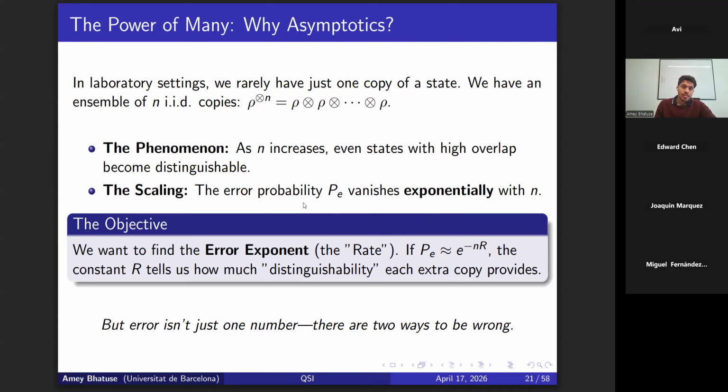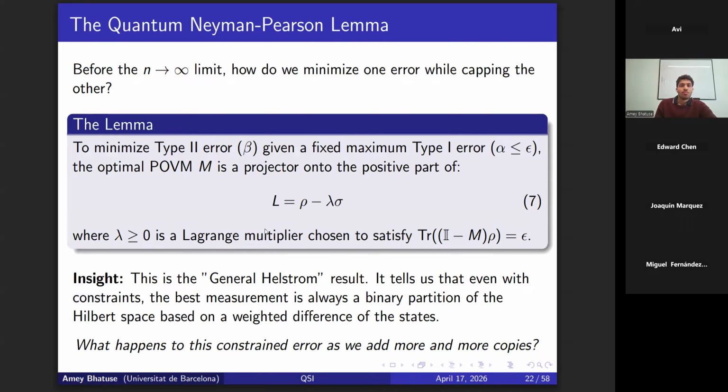Now, once again, here's a caveat. We just saw there's not just one error. We have two types of error, type 1 and type 2. And so there are two ways to be wrong. Which error are we exactly talking about when we say that we're going to check the distinguishability? So before we move on, let's check how we can deal with these two errors. We want to minimize one error while capping the other. So basically, if we can just check one error and keep the other error aside, how can we do it?